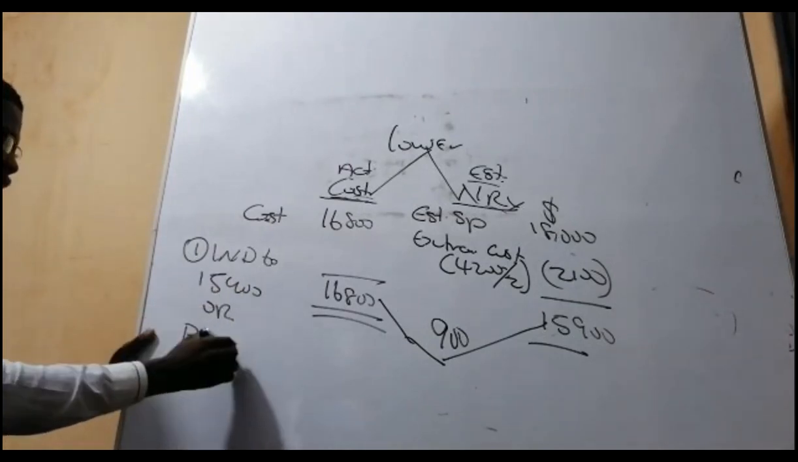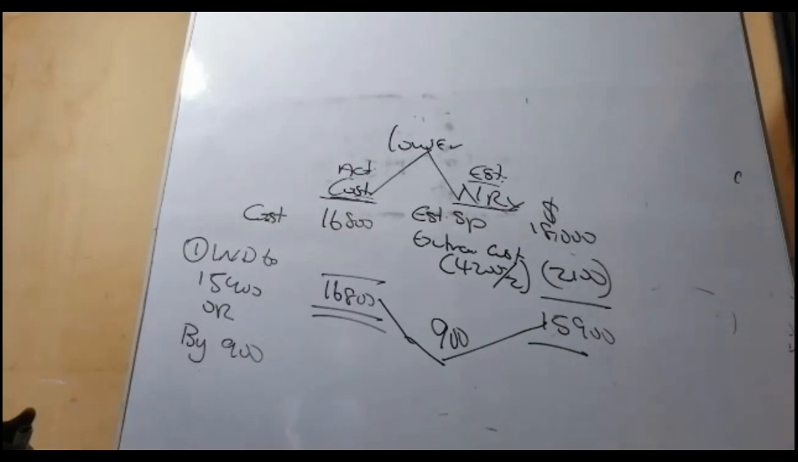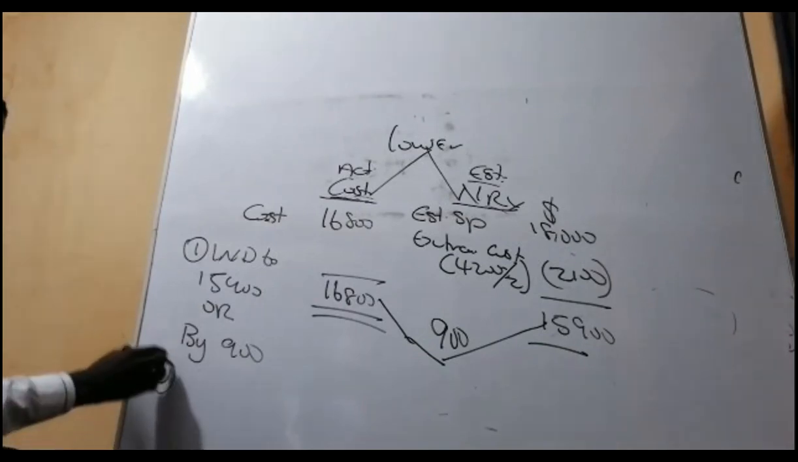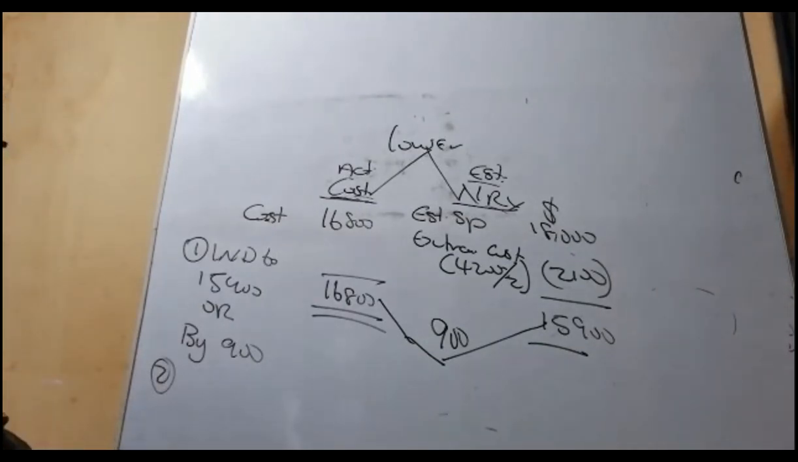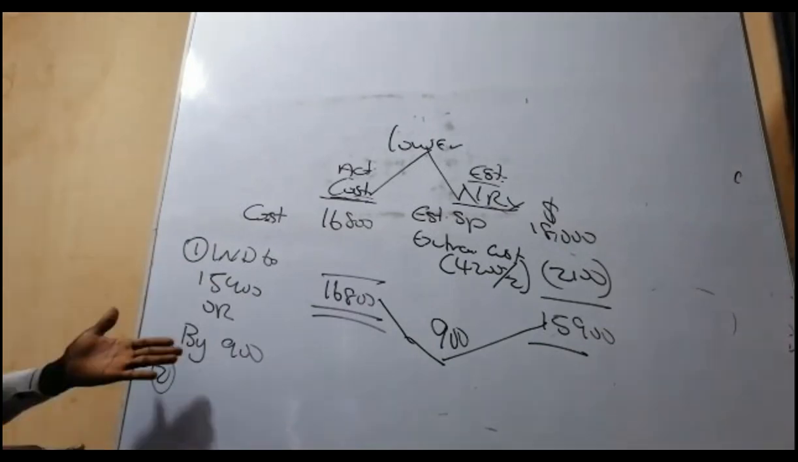That's the first interpretation. Second, the inventory must be measured at what? 15,000, or valued at the NRV, the 15,900. Why? Because it is the lower value. And then you are done.